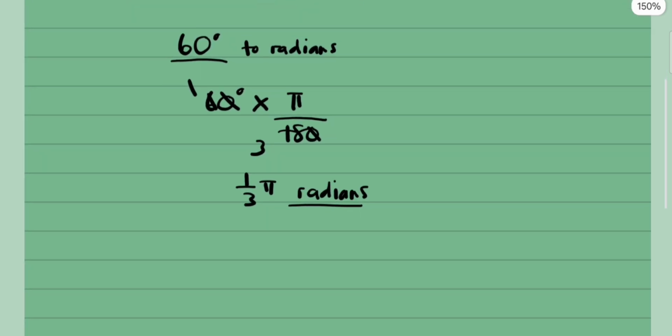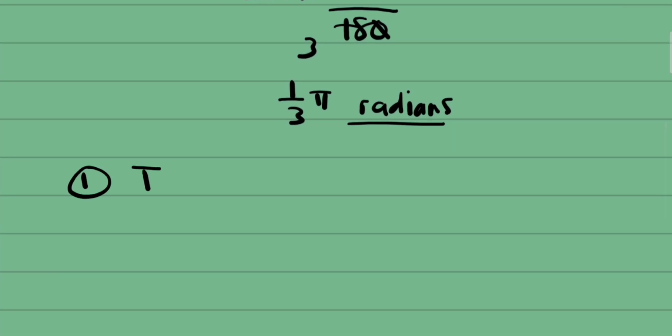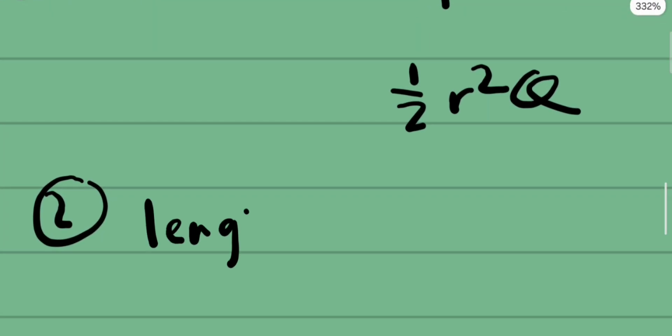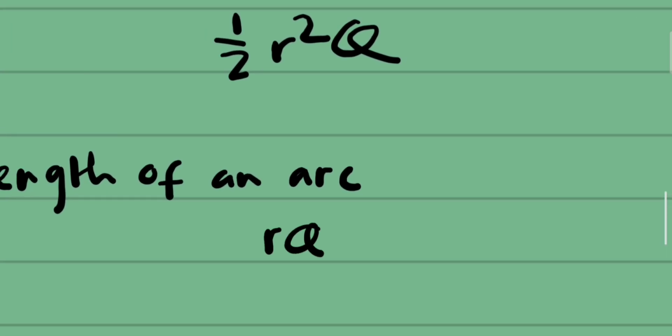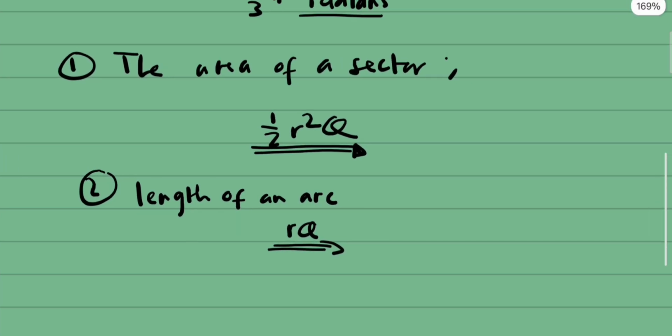And from this we need to understand and be able to use the two formulas that were given under this topic, which are the one for area of a sector, which says half r squared theta, and the second one for the length of an arc, which is simply r theta. These two are provided in the formula booklet that you're given in your exam. So there's really no need for you to try and remember them, but it will be helpful to do so.